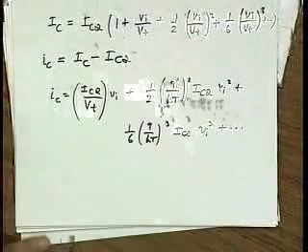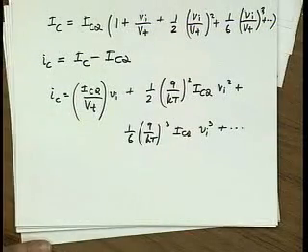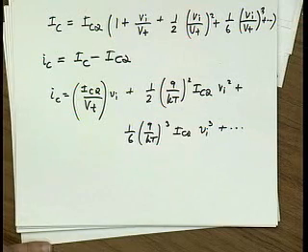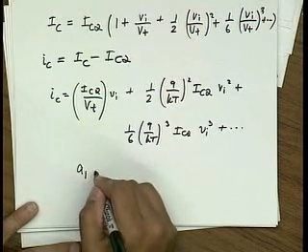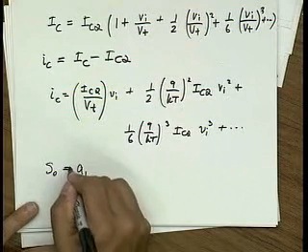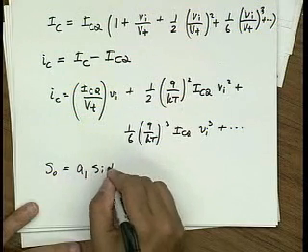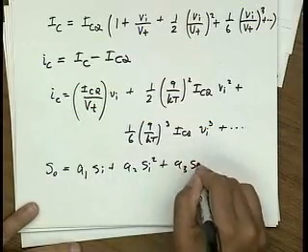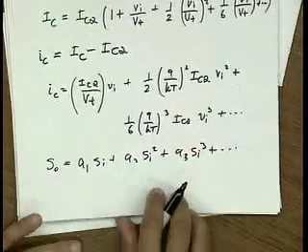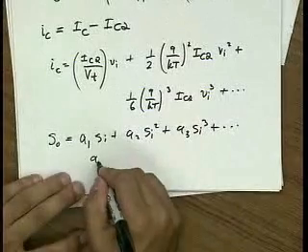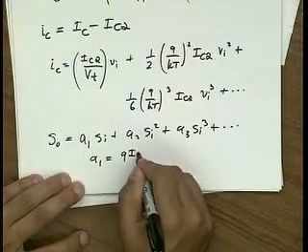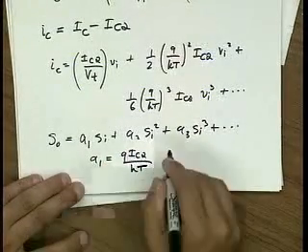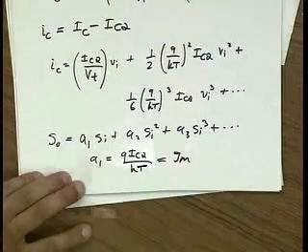So what is this term? Look familiar? GM, that's right. So we see that A1, so I want to write output is equal to A1 times input plus A2 times input squared plus A3 times input cubed. And so I just now identify each coefficient. A1 is Q over KT times ICQ, which is simply the GM of the transistor.